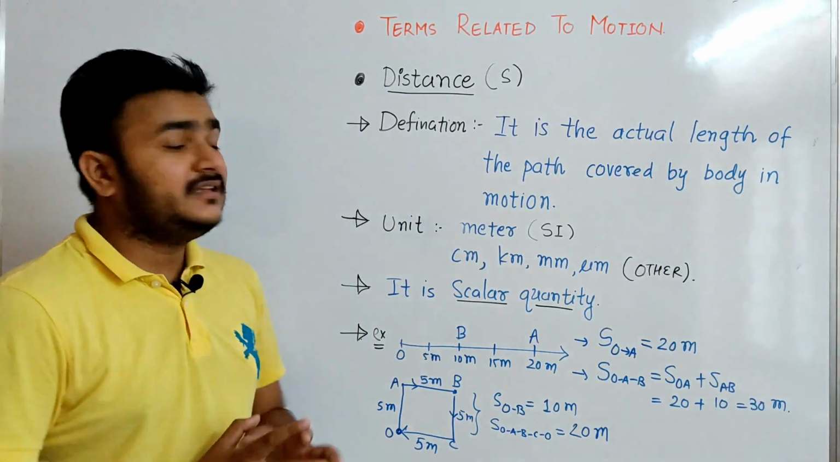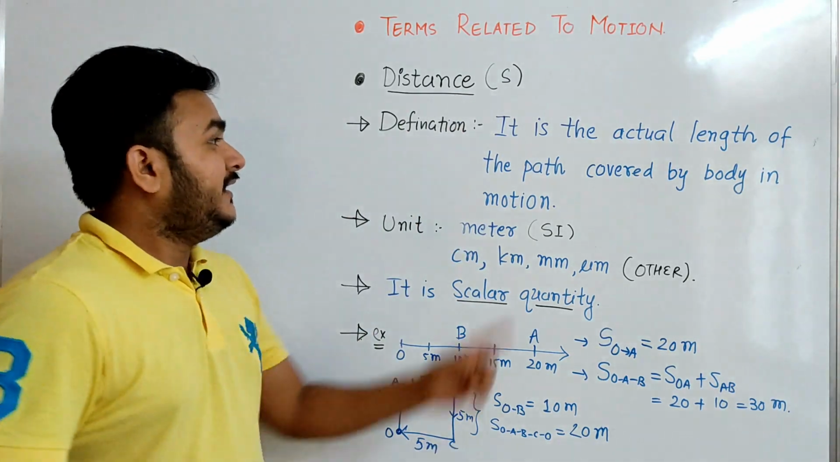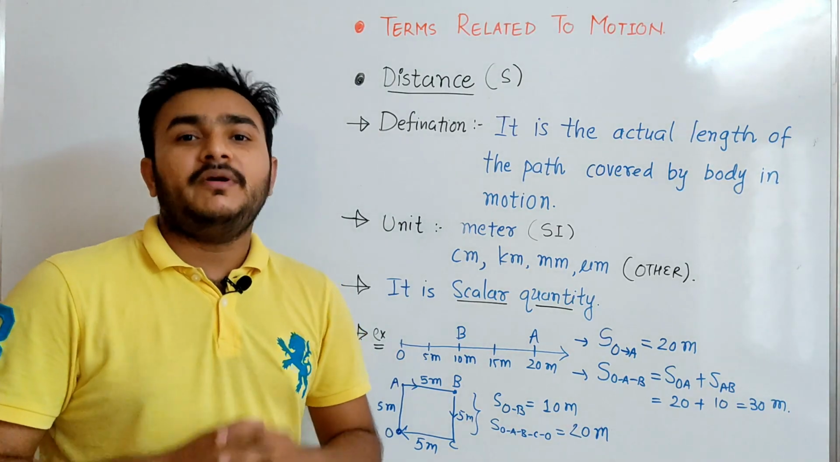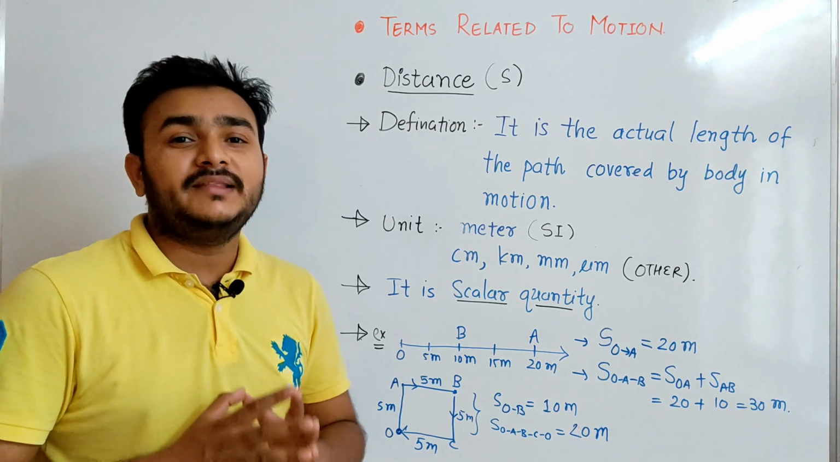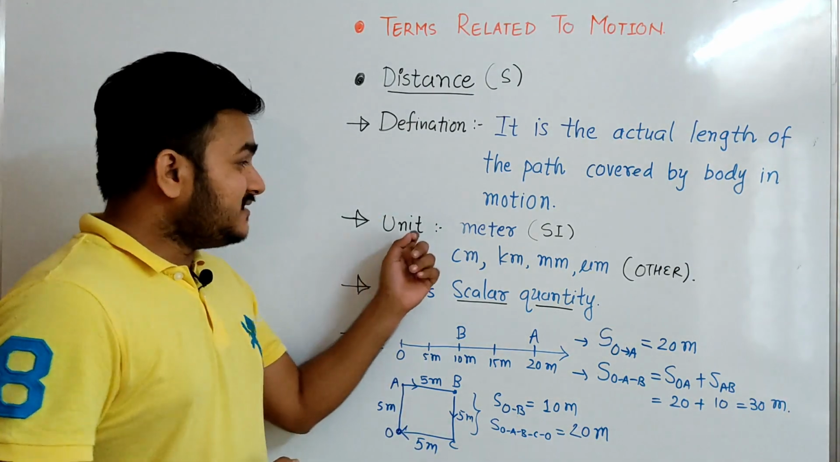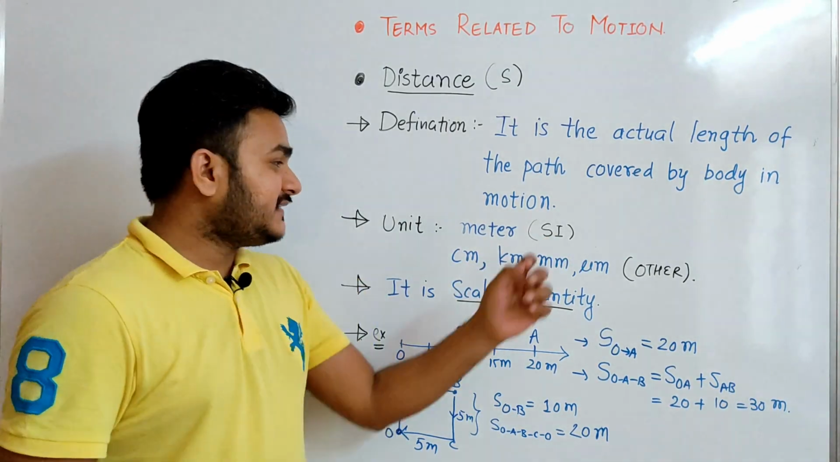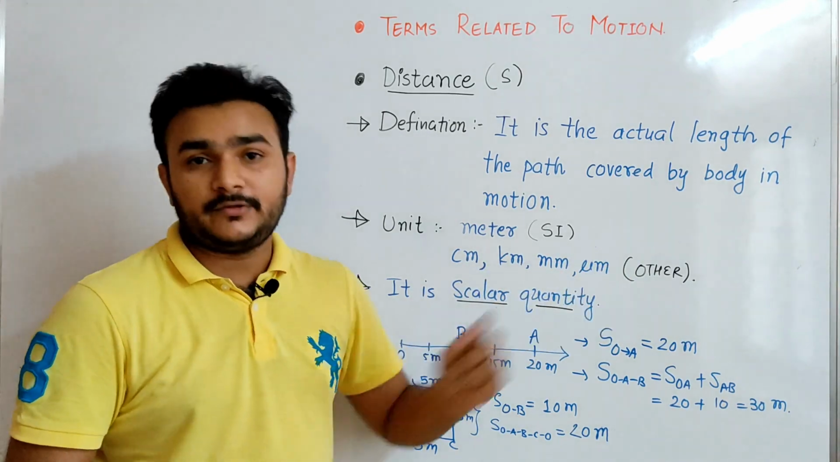So the next point is distance. It is denoted by the letter S. Definition: it is the actual length of the path covered by a body in motion. So when a body is in motion, the total length of the path followed by the body during motion is called the distance. Distance is measured in meters. That means its SI unit is meter. Other units are centimeter, kilometer, millimeter and micrometer.